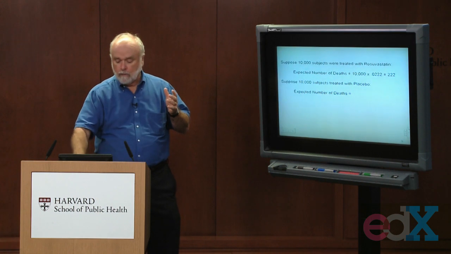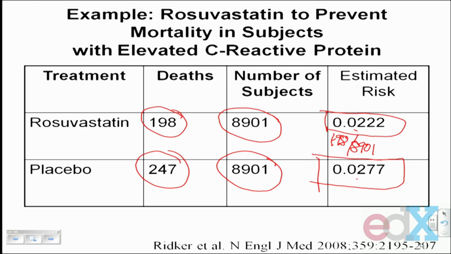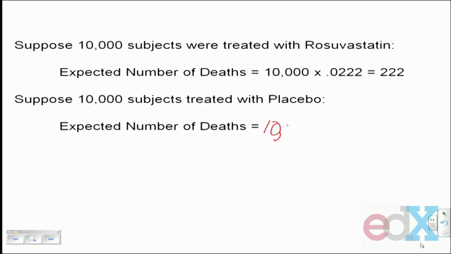Well, what if the 10,000 people were given the placebo drug, not given the statin? Now how many would you expect? Well, if I go back to the original table, remember 2.7% of them are expected to die. So what I could do is take those 10,000 people and multiply by 0.0277, and the calculation would come up that 277 were expected to die. That's what we'd anticipate based on Dr. Ridker's result.